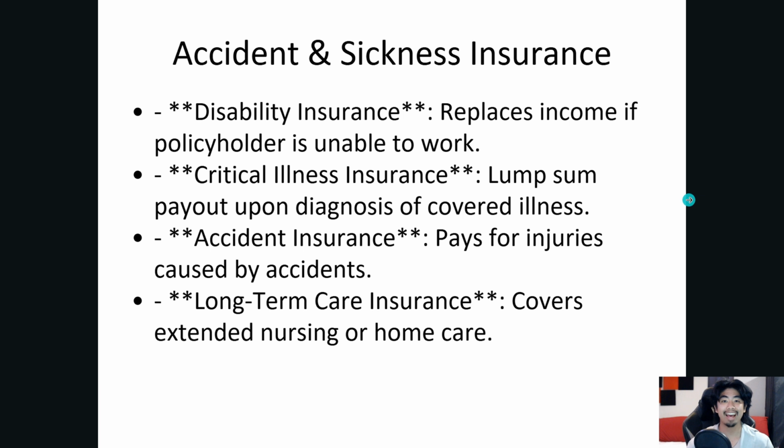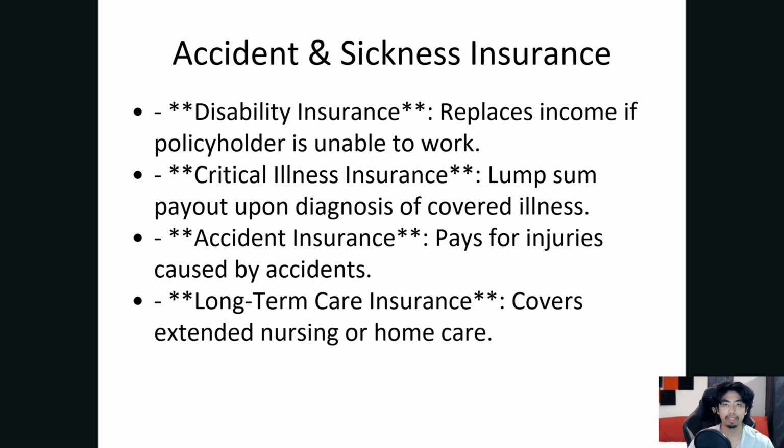Next here we have accident and sickness insurance. So the first one is disability insurance. So what does this do? Unlike in the workplace, let's say a manufacturing job, where you get group insurance, if something were to happen to you in that workplace and you get injured physically, your company would take care of you if you were out of work, and they would give you income based on the injury that you've received.